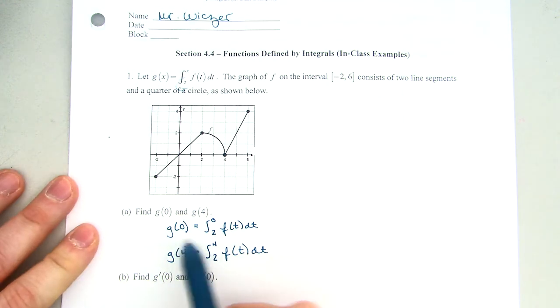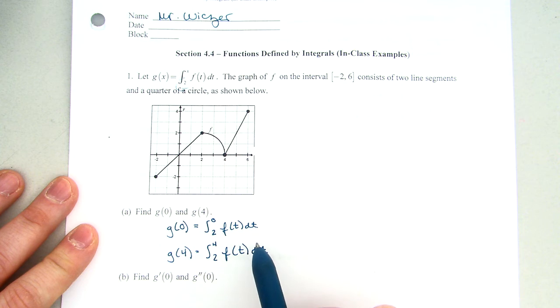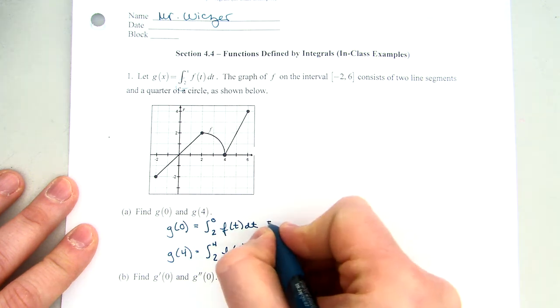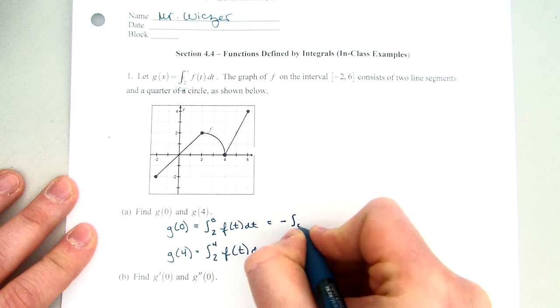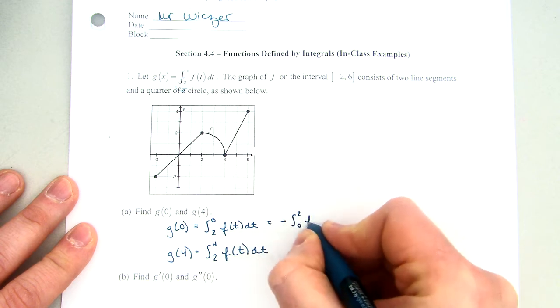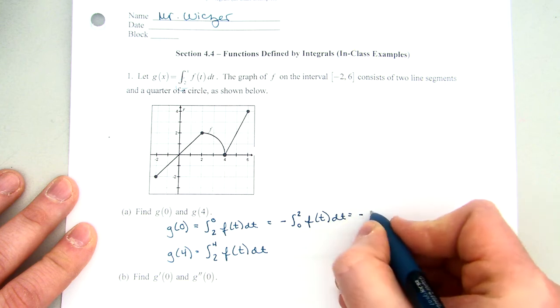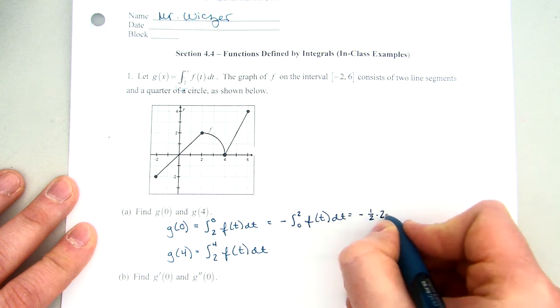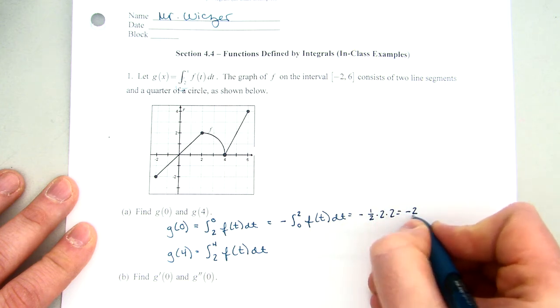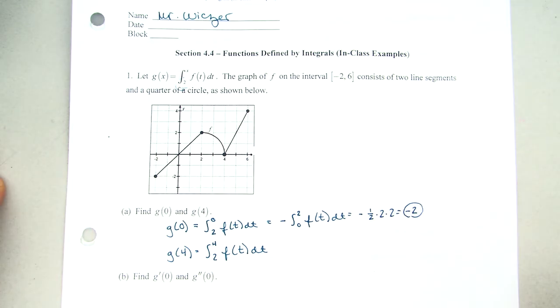I hope you didn't do g of 0 the way it was written. What do I hope you did instead? Flipped it. Let's make it negative the integral from 0 to 2 of f of t dt. Negative, it's a triangle, so 1/2 times base times height, maybe negative 2 for g of 0.